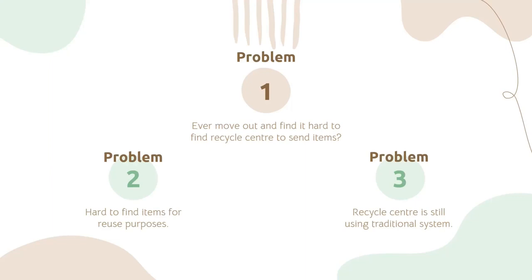The second problem was, if I were in need of recycled items for reuse purposes, I needed it to be easy to find and purchase the items. And the third problem is that when I was at the recycle center, I found out that they're still using a traditional system instead of keeping their inventory in a modern, efficient system.